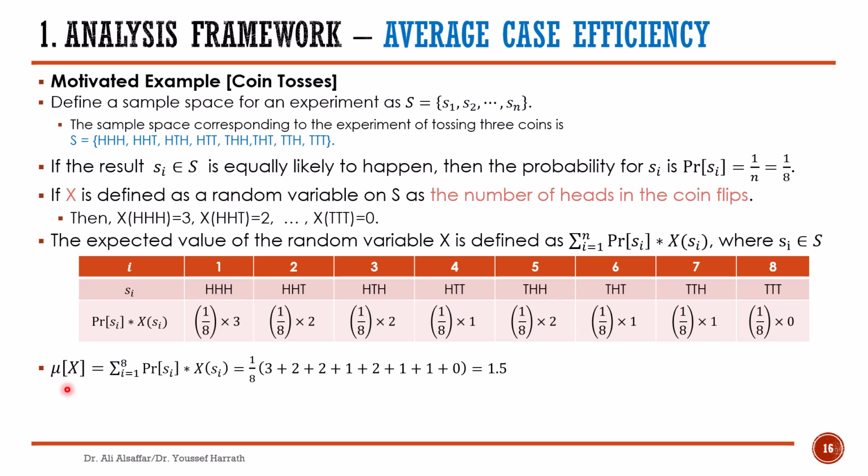So the expected value of the random variable X, denoted by mu of X, is equal to the summation of all the values in the table, which can be simplified by adding all values of X multiplied by 1 over 8, because it is common between all products, which is equal to 1.5. So the expected value is to get 1.5 heads, that is between 1 head and 2 heads.